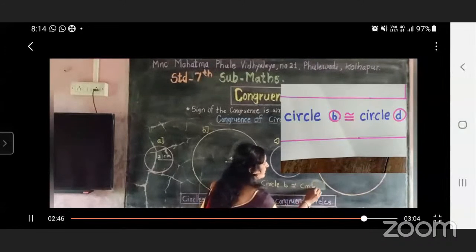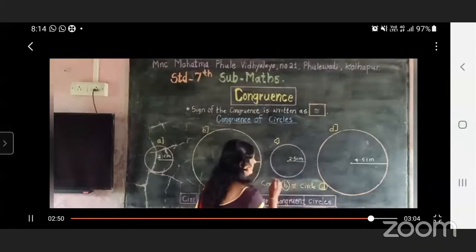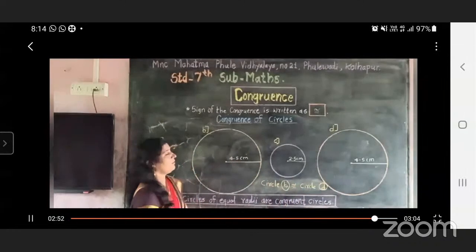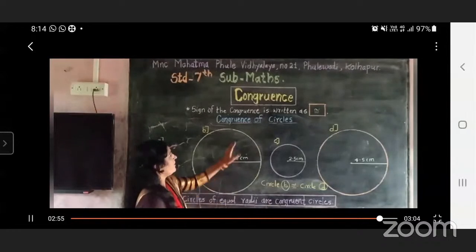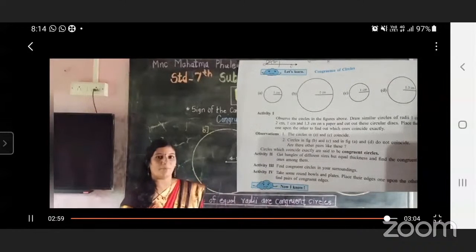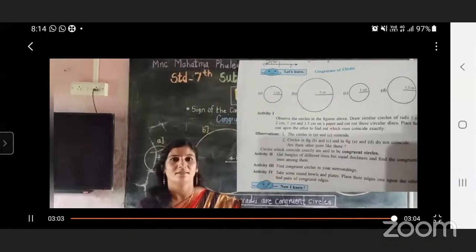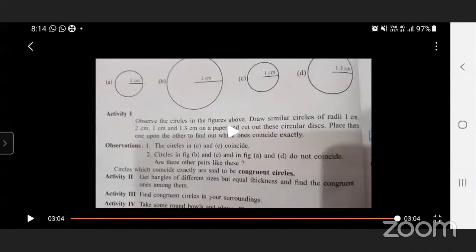The name of the circle is read as the name of the center point of that circle. Now here we complete our topic, the congruence of circles. Homework for this topic is to do the activity on page number 10. Thank you.